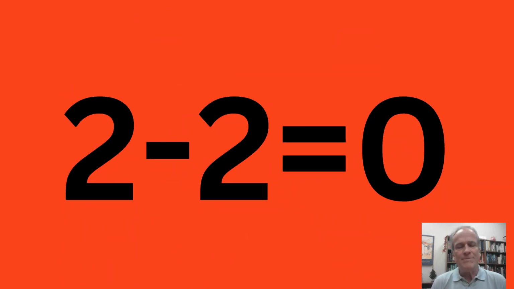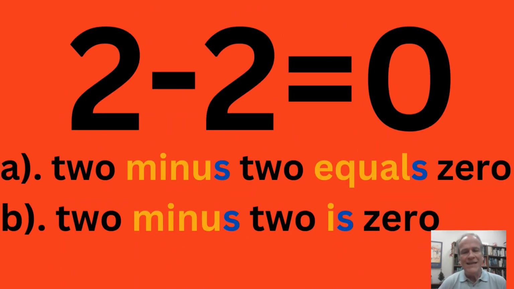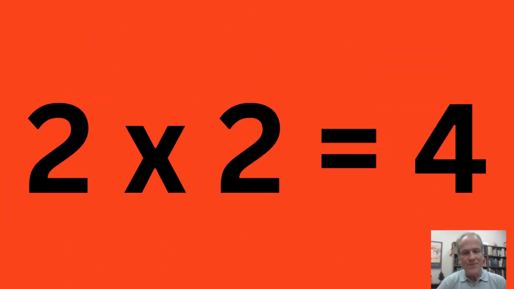How about this? So, 2 minus 2 equals 0. 2 minus 2 is 0. Both are okay to say. I think I would choose B more than A. 2 minus 2 is 0.